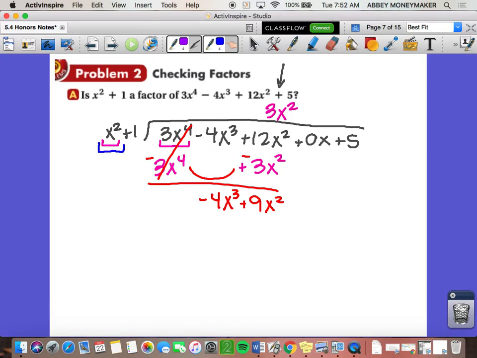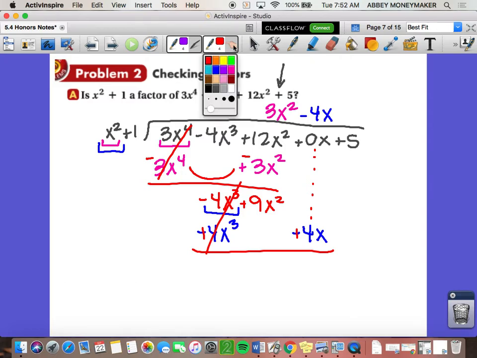What do I need to do to x squared for it to become negative 4x cubed? I need to multiply that by negative 4x, and I'm going to distribute. That gives me negative 4x cubed minus 4x, and I'm going to line that up with my 0x, because they're the same. I draw my line and change my signs. The first two cancel. 0x plus 4x gives me 4x. But again, I'm not going to bring down the 5. I'm going to bring down the 9x squared because that was the term that we completely jumped over that we have to account for.